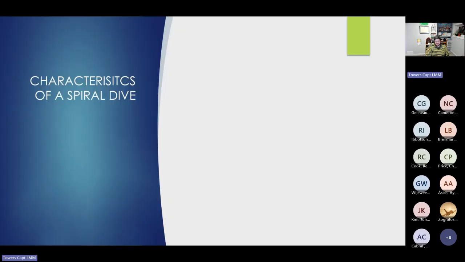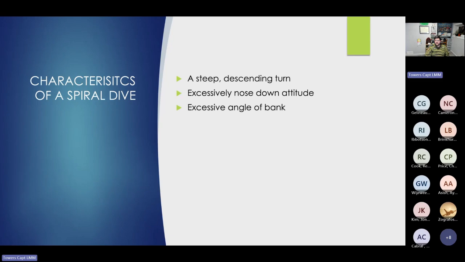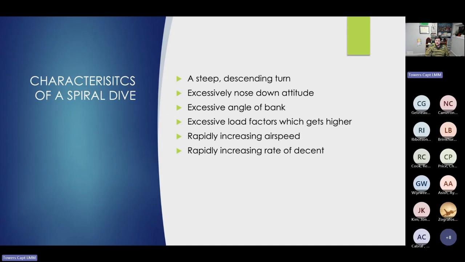Spiral dives. A spiral dive is a steep descending turn. You have excessively nose down attitude, an excessive angle of bank, excessive load factors, which get higher. So you start to feel like you're in a fighter jet because you're just pulling G's, rapidly increasing airspeed, rapidly increasing rate of descent, and the aircraft is not stalled.